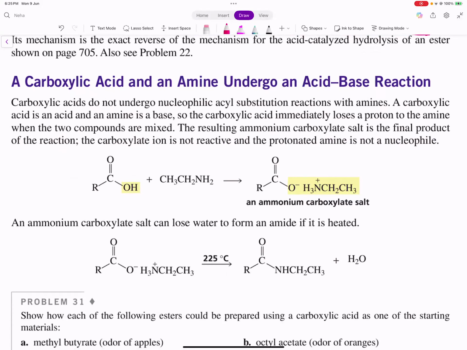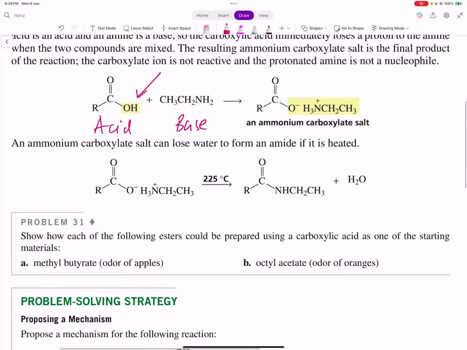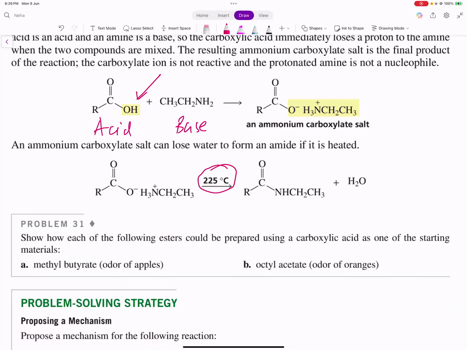A carboxylic acid and an amine can undergo an acid-base reaction because this is an acid and this is a base. See, the proton has been picked, so we get a salt. This H plus will be picked. Now look at this temperature. If we heat it to an extreme temperature, then we are going to get the amide product which we would normally expect. Got it?